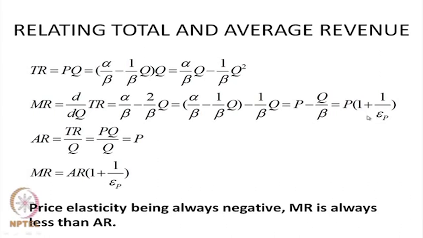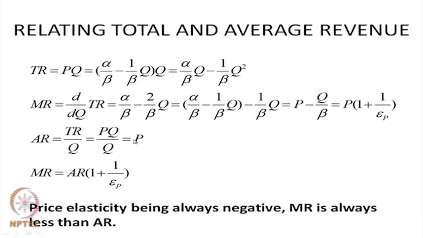And it is related to, in this fashion, it is 1 plus 1 divided by epsilon P. Now, we already know that price elasticity is always negative. We have already seen that as price increases, demand falls and epsilon P is negative. Therefore, this quantity is negative, and therefore, MR is negative.